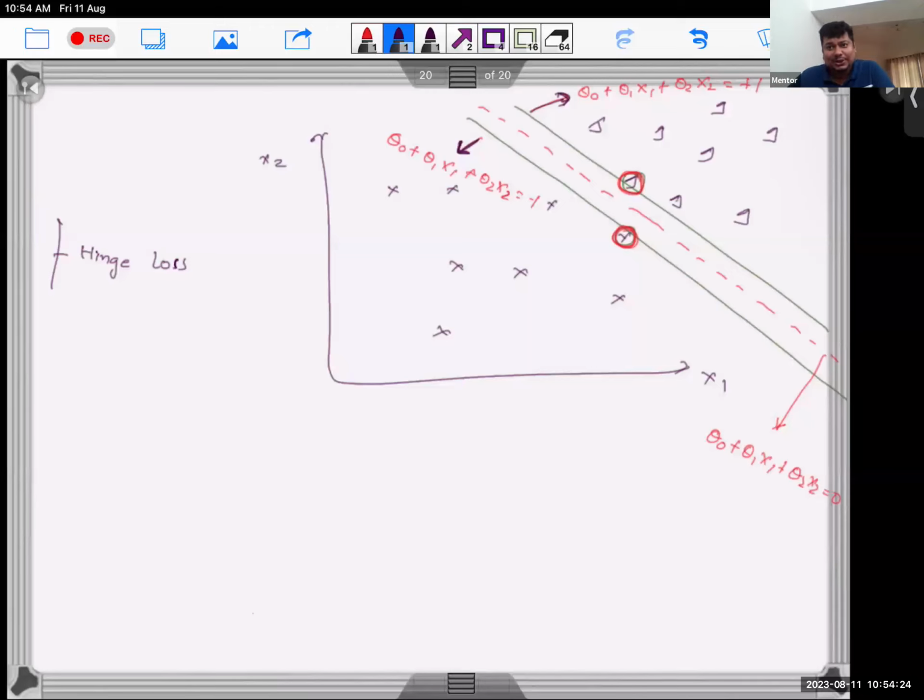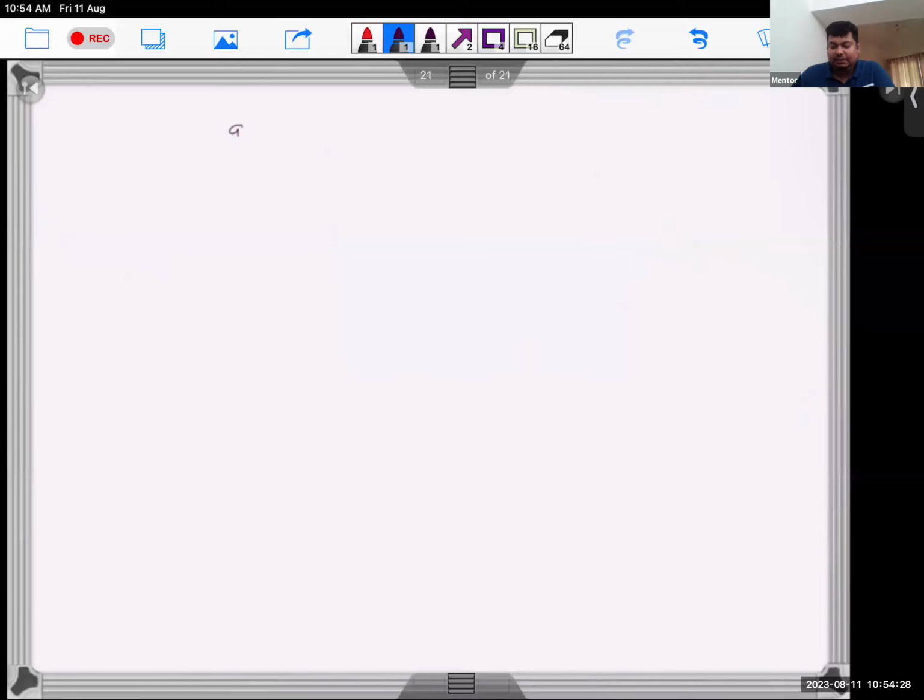In maths, let's say I give you this line, a1 x1 plus a2 x2 is equal to 1. And the other line is a1 x1 plus a2 x2 is equal to 3. Are these lines parallel? Yes, people. Are these lines parallel?